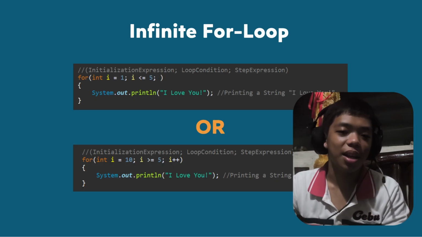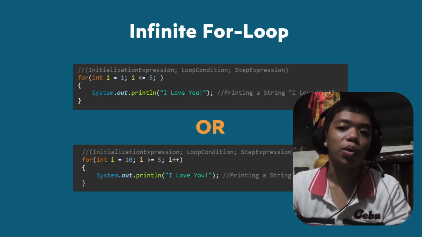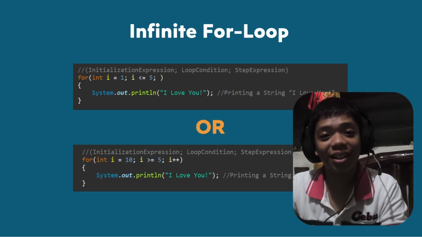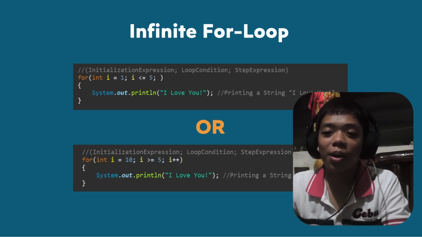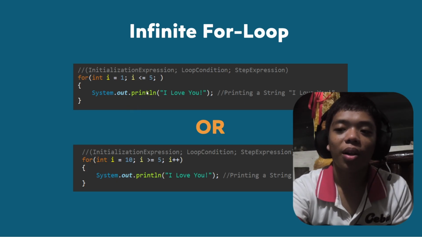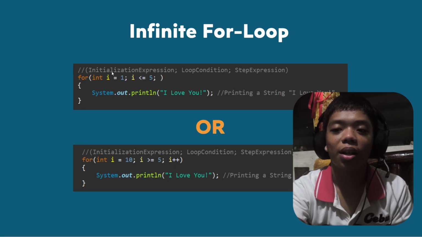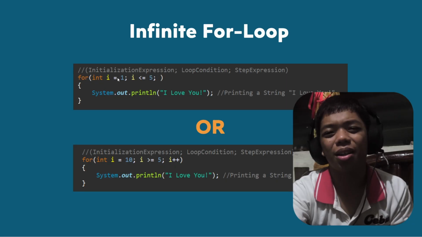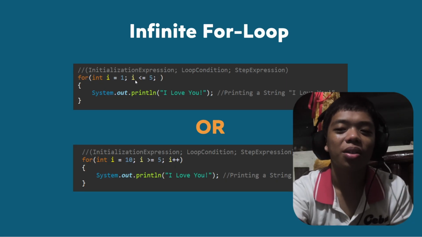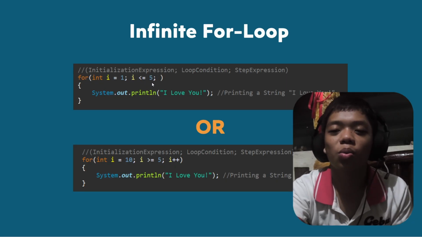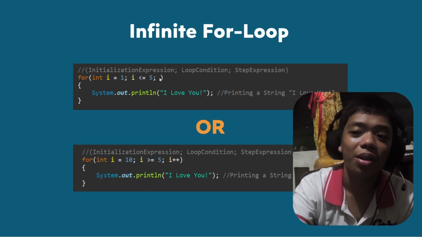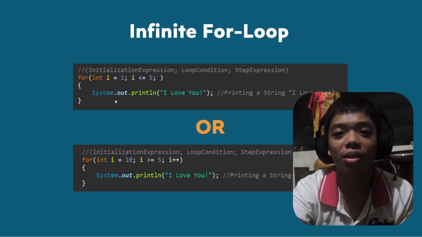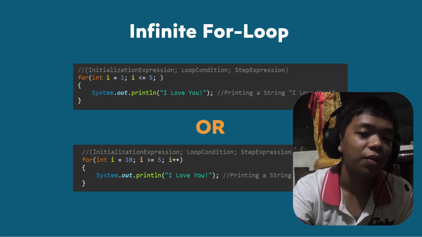This is another example of an infinite for loop, where, again, as I said, the update is very important when it comes to loops. In the first example, there is a missing part, which is the step expression, meaning that i would always stay at 1. Therefore, the loop condition will always be true, because 1 is less than or equal to 5 all the time, since there is no update. So this is another example of an infinite for loop.